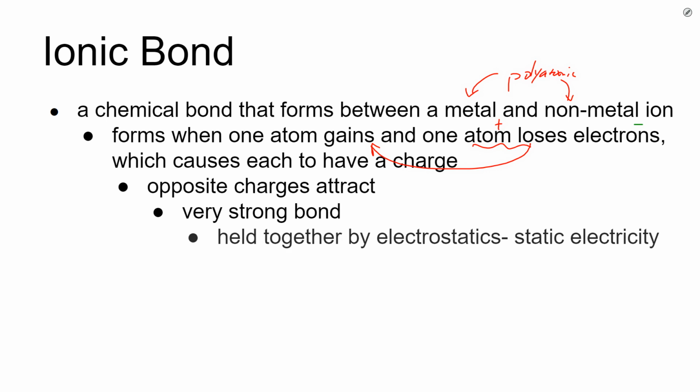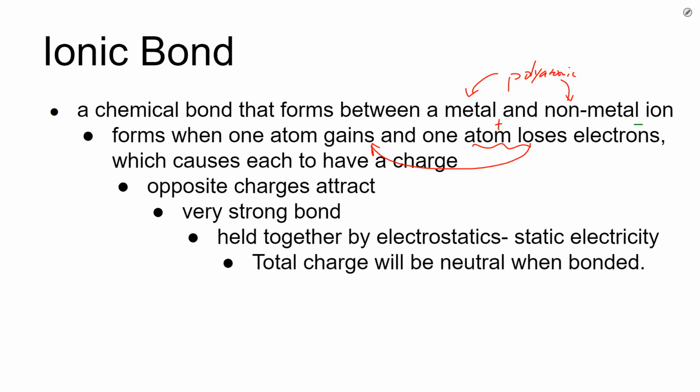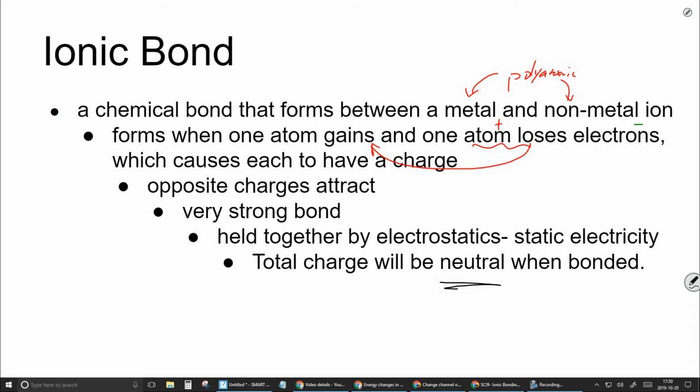It's strong in part because it's held together by electrostatics, or static electricity. It's also strong in part because this usually doesn't happen just between two atoms, but instead a group of atoms and another group of atoms. And so then you end up with this pattern repeating over and over and over again. And this here is probably the most important thing: the total charge will be neutral when they are bonded. That is, you'll have an equal amount of positive and negative charge.